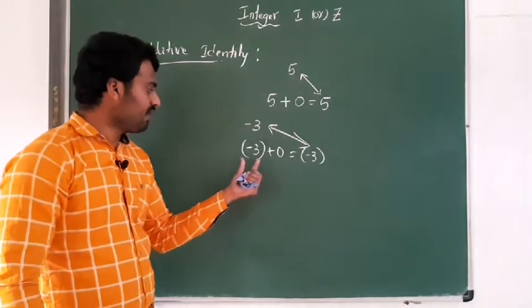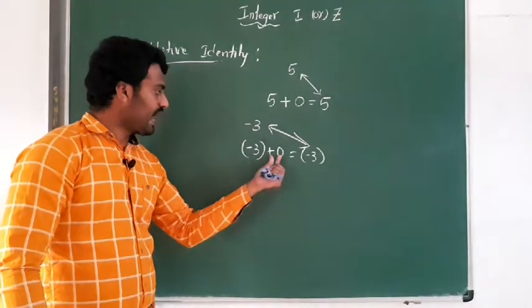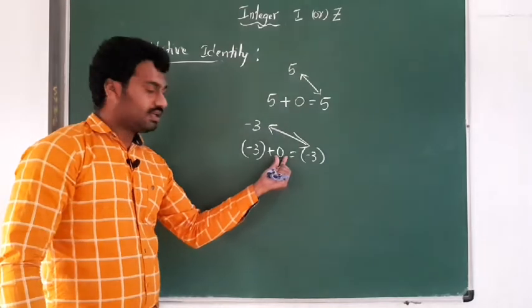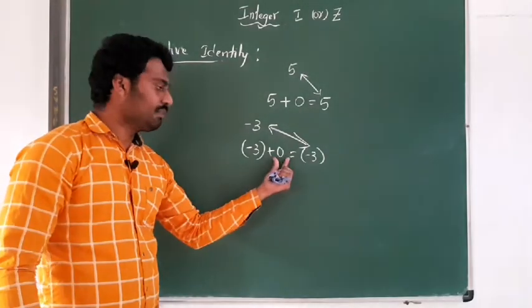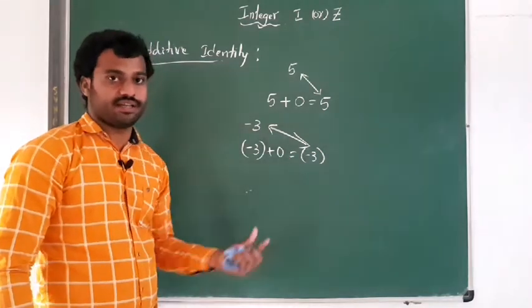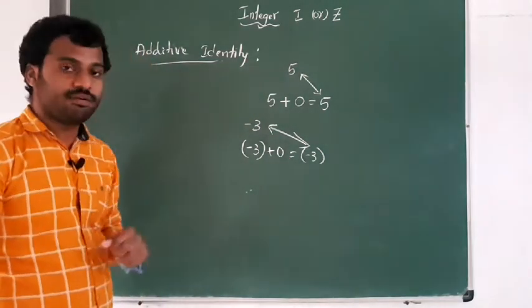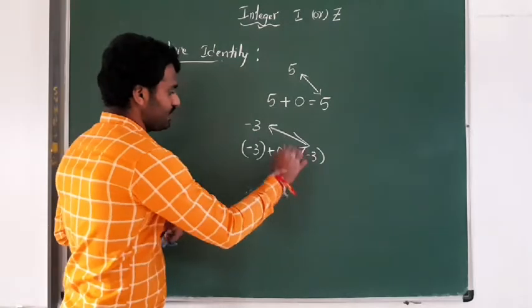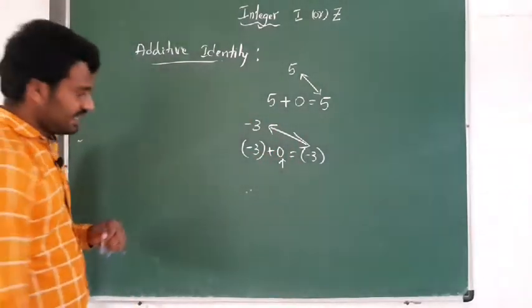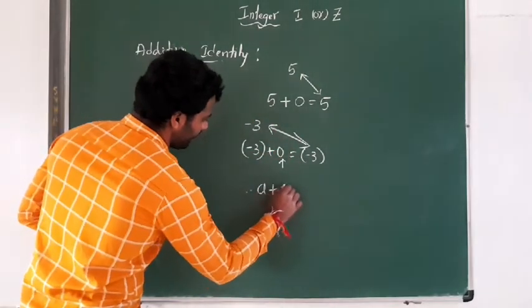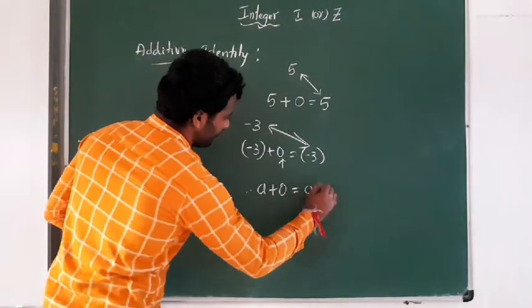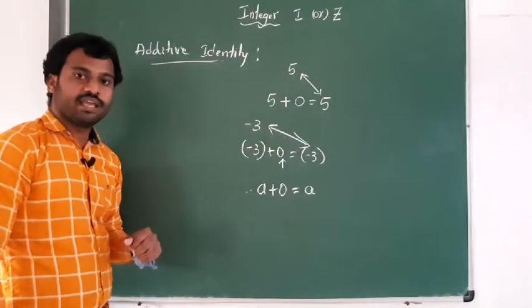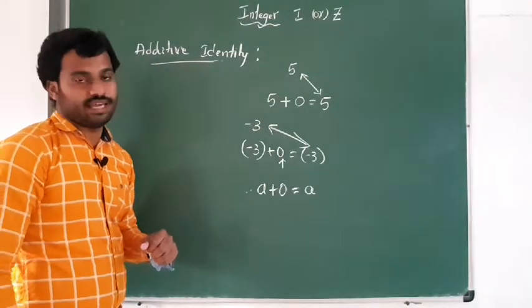So, additive identity means what? For any number, if you are adding something, the resultant should be the number itself. Then the added number is called additive identity. In the integer set, the additive identity is what? 0 is the additive identity. In general, additive identity, how we can write? A plus 0 is equals to A.